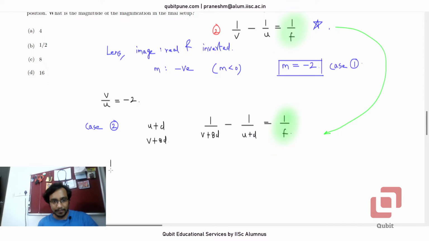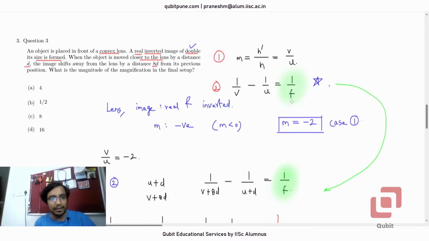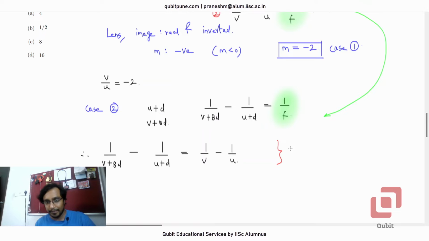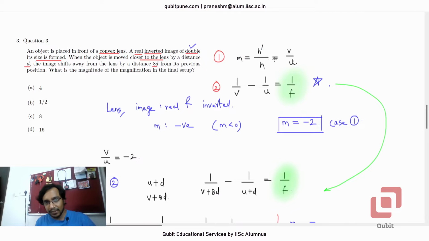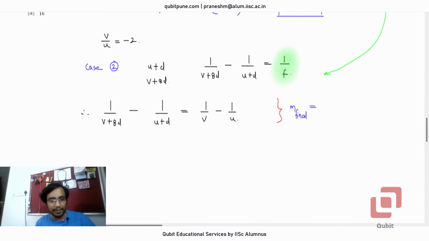Acha, so let us now do that. 1 upon V plus 8D minus 1 upon U plus D is equal to 1 upon V minus 1 upon U. Before I do this step, I'll also tell you what the objective of this particular problem is. They want us to determine the magnitude of the magnification in the final step, right? So M final, whatever it might be, by using the first formula V by U, in this case, should be V plus 8D upon U plus D. This is what we want, right?